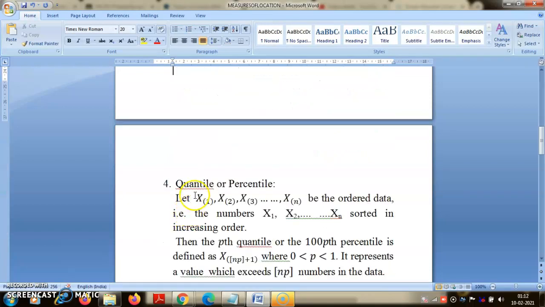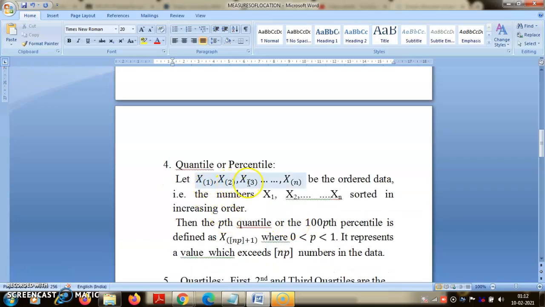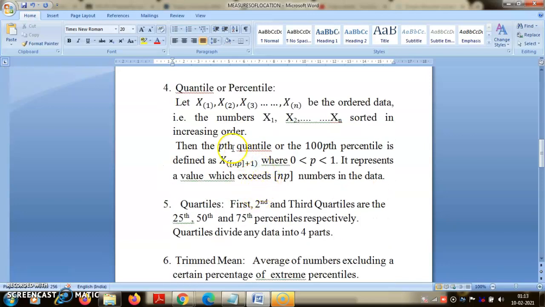The next, more general measure is the quantile or percentile. From this point, the standard notation will be x suffix 1, x suffix 2, up to x suffix n, representing the numbers in increasing order. We call them ordered data or order statistics. The pth quantile is the (n into p plus 1)th order statistic, and we take the floor of this. That is, if it is fractional, then we take the natural number just less than this.